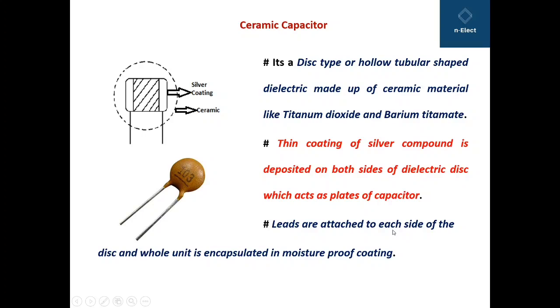Leads are attached to both sides of the disc, and the whole unit is encapsulated in a moisture proof coating. This you can see is a moisture proof coating provided from the external side, and the capacitor actually looks like this.